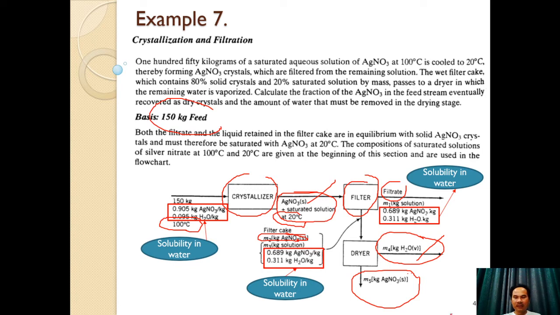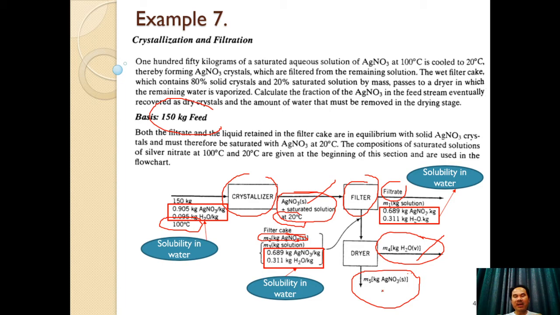Okay. For this case, we denote the unknowns as M1. M1 is the mass of solution in the filtrate. M2 is the crystal of silver nitrate in the filter cake. M3 is the solution in the filter cake. Please note that the solution contains silver nitrate and water in liquid form. M4 is the vapor water that evaporates out, and M5 is the silver nitrate crystal.